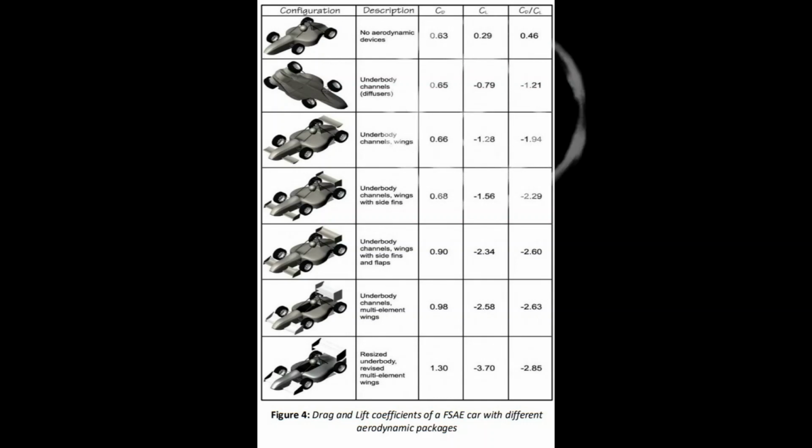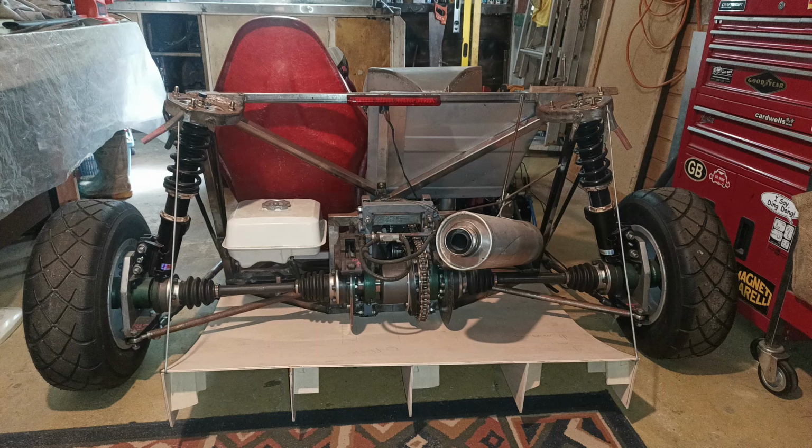Looking at the second and third rows, I'll be very happy if the Wedgie gets a coefficient of lift of minus 0.79 to minus 1.28. The Wedgie will have much more drag, of course. This is because the Wedgie's tall, blunt rear end will be a huge source of turbulence, low pressure and drag.